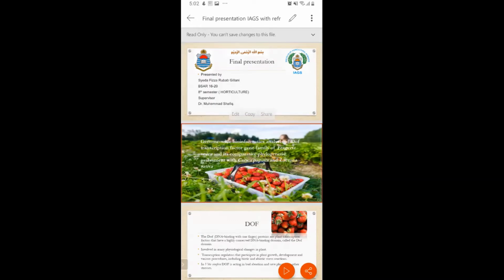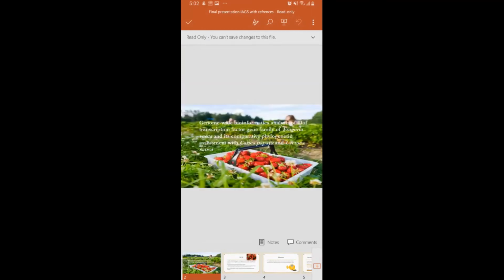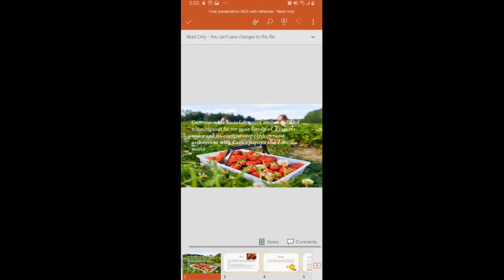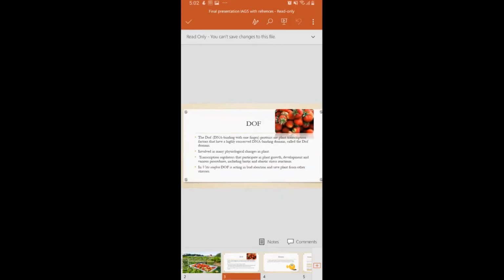The title of my research paper is Genome-Wide Bioinformatic Analysis of DOF Transcription Factor Gene Family of Fragaria vesca and its comparative phylogenetic analysis with Carica papaya and Lactuca sativa. Now, something clicks in your mind: what is DOF? What DOF actually is, in the next slide I'm going to tell you.